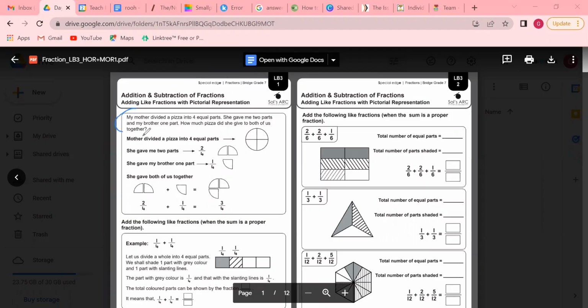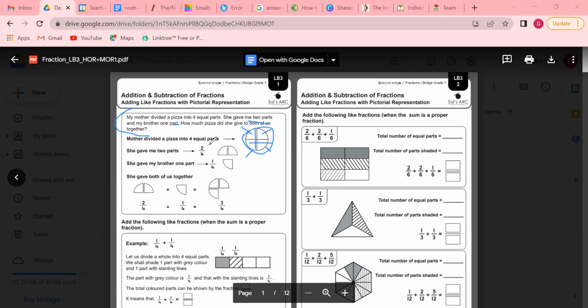To start with, they have given a small word problem. My mother divided a pizza into 4 equal parts. She gave me two parts and my brother one part. How much did she give to both of us together? So now there is a pizza. Imagine this is a pizza that is divided into 4 equal parts. So I've divided it into 4 parts, right? This is the first, second, third, fourth.